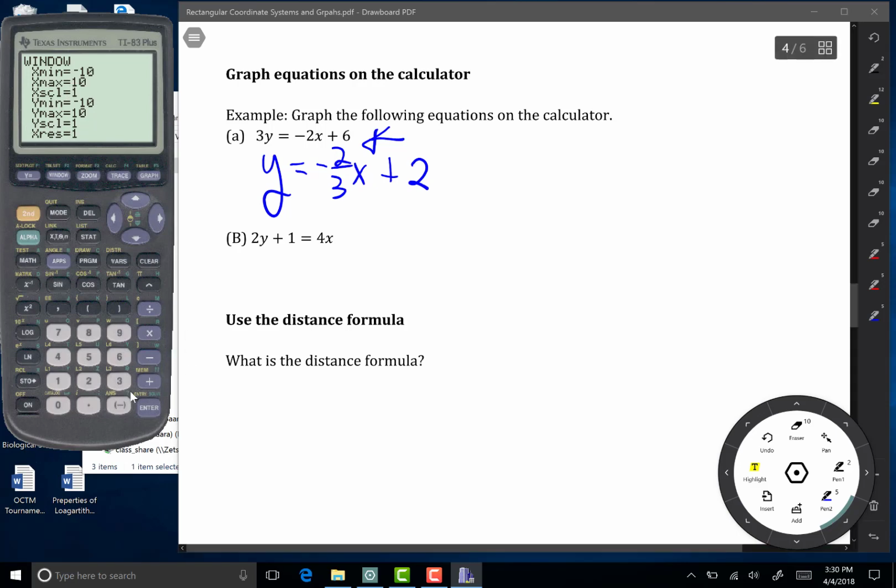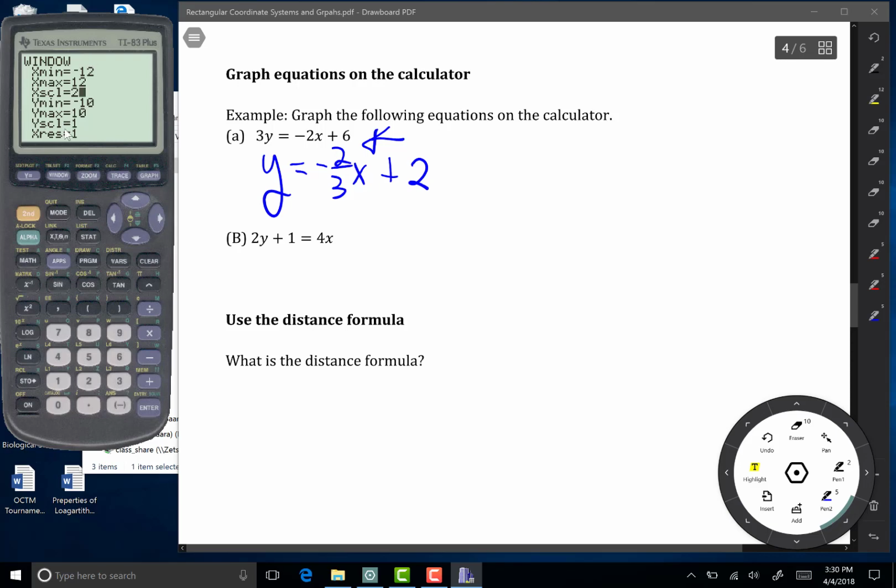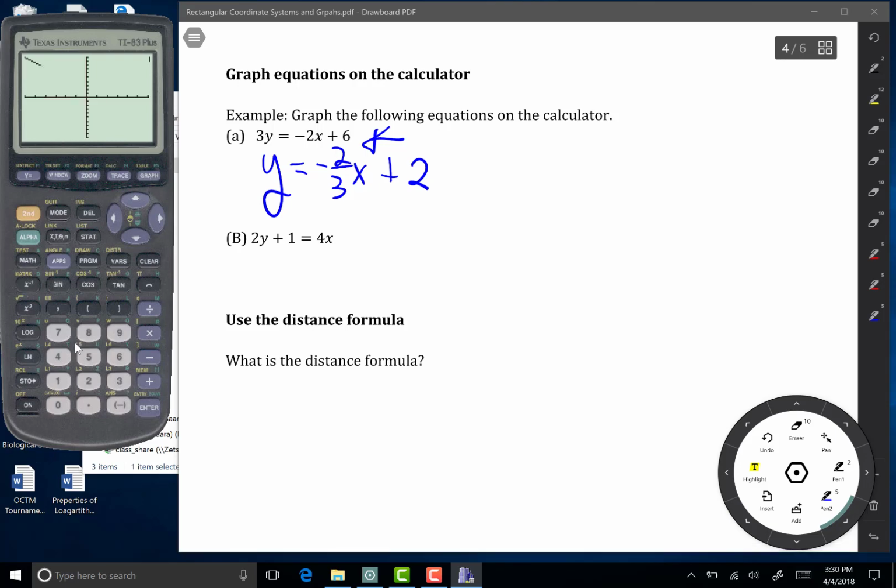So let's say I want to go from -12 to 12 on my x-axis, and let's say I want to go by a scale of 2. So that means each of my tick marks is going to be worth 2. So instead of it being labeled 1, 2, 3, 4, it's going to be 2, 4, 6, 8. Once I adjust it manually the way I want it, I just hit graph and it adjusts it for me. There you go. Okay, second example, same idea.